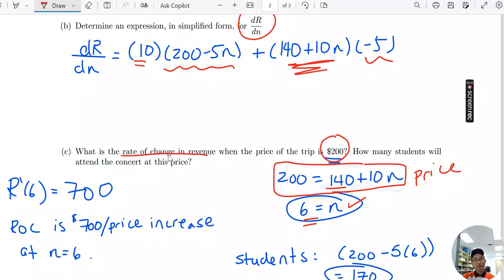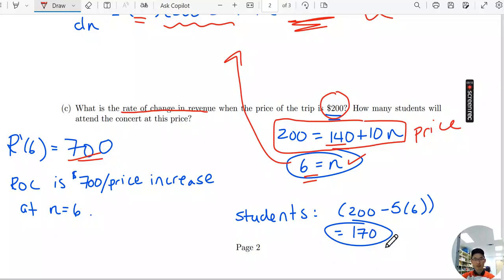So it's asking, how much more revenue are you getting when you increase it by 6? Or, at that time, how much is the revenue increasing per price increase when you have it at 6 increases? So if you sub in 6 into the derivative, you'll get 700. What does that 700 tell us? That tells me that the revenue is increasing at about $700 for every price increase at the time, okay? And how many students are attending? 170, just by subbing in n for 6.